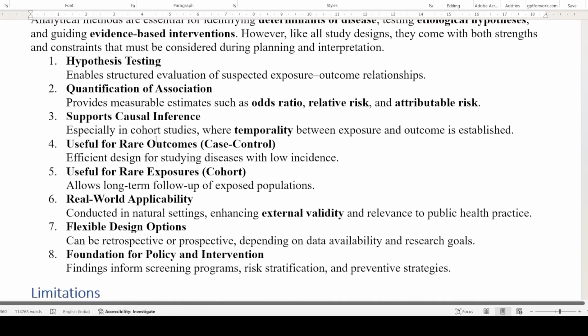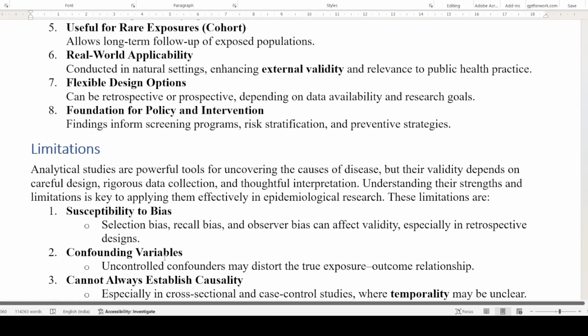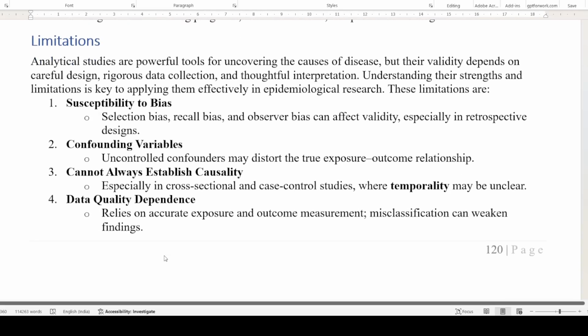Now, advantages: hypothesis testing is done. Quantification of association, meaning measures of association are estimated. Causal inference is supported. Rare outcomes are also useful; they are efficient for studying designs with low incidence. We are also able to have the cohort study, so we have follow up of the exposed population. Real world applicability, flexible design options are there, and of course policy making and intervention techniques can be very easily done by this method.